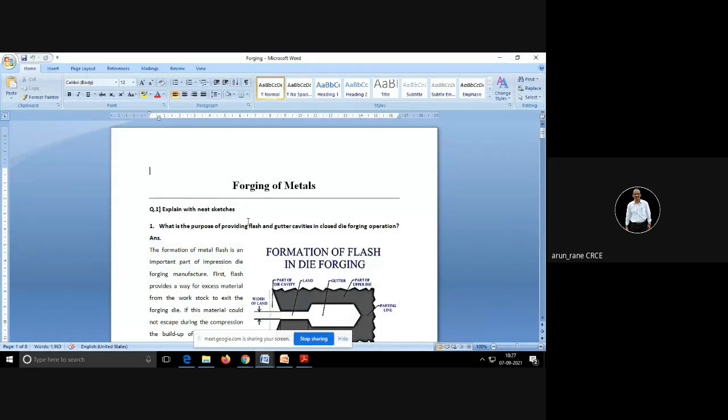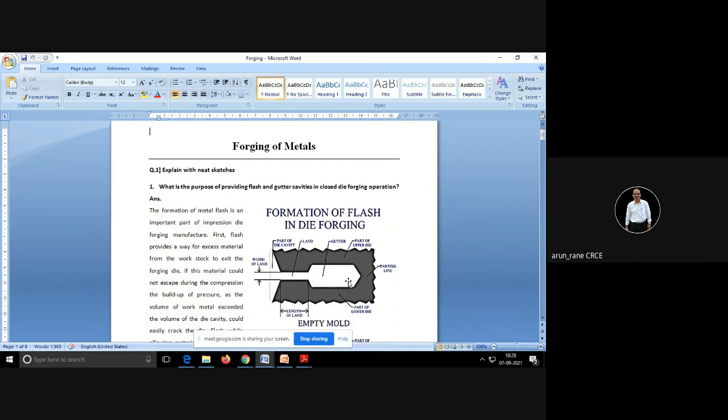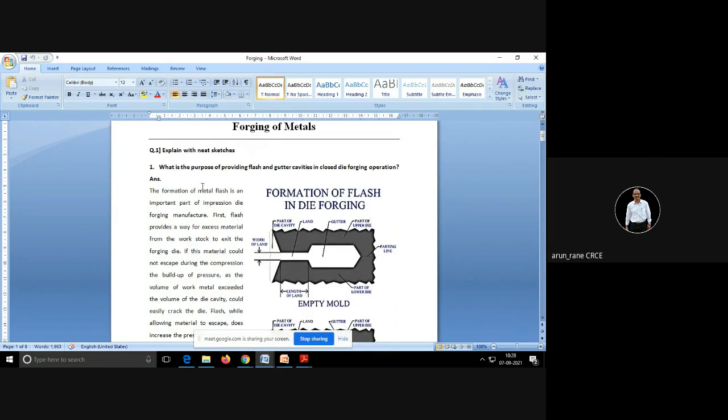So this is how to write the answer, that is ideal answers. So the question is: explain with neat sketches what is the purpose of flash and gutter cavities in closed die forging operation. So flash means whatever the extra material that comes along with the parting line. So that is what is called as the flash.